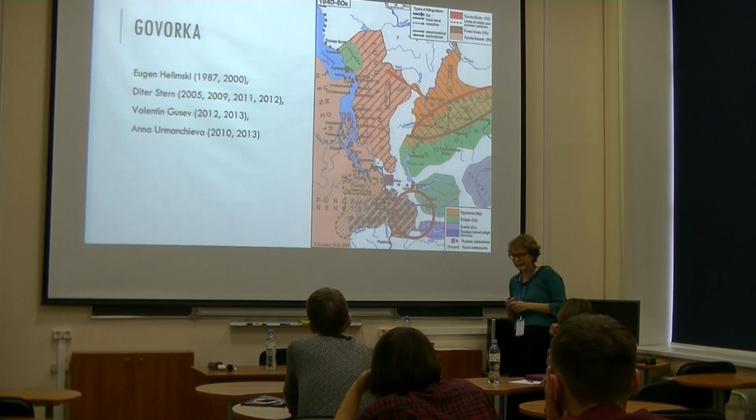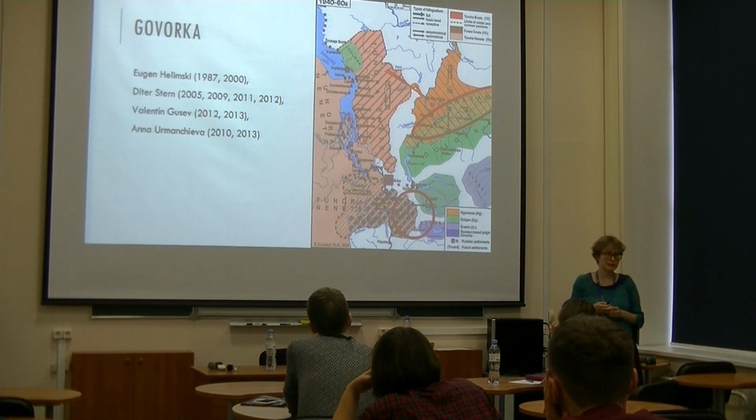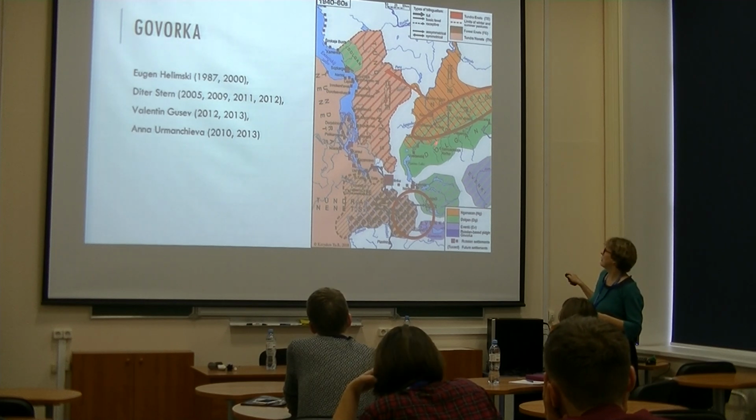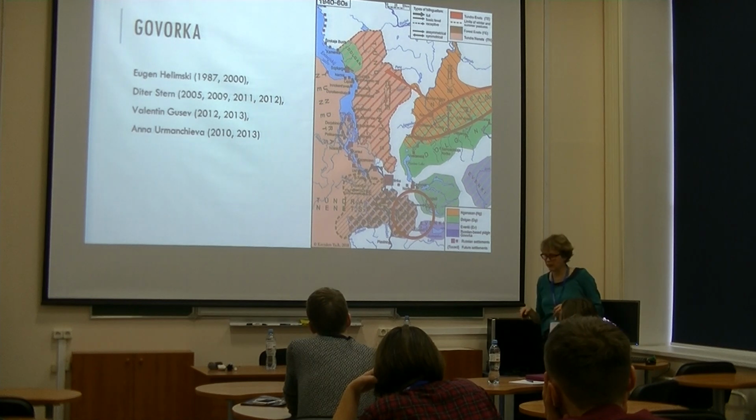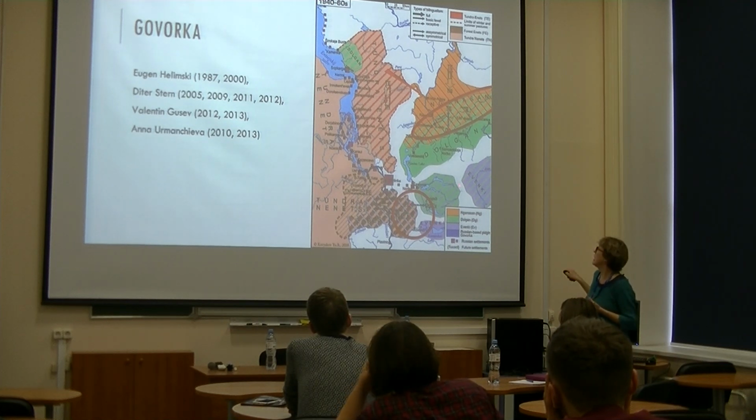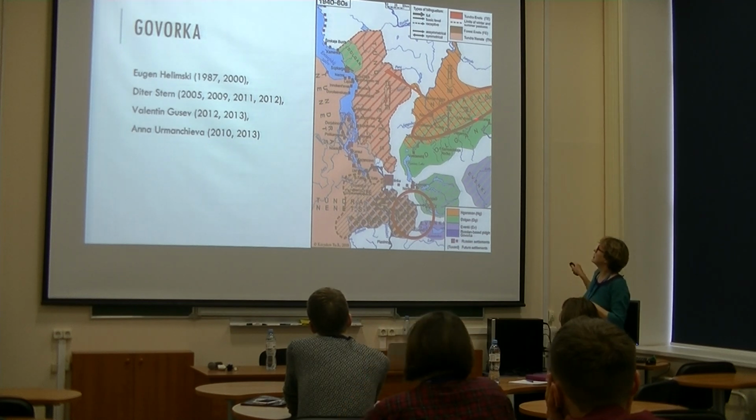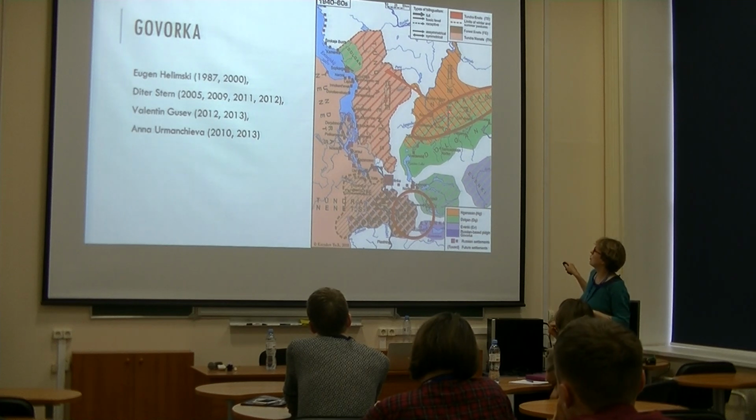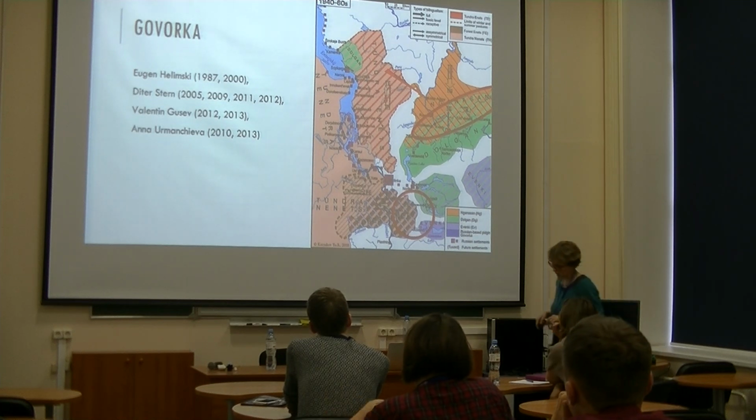It's not totally clear how uniform Govorka was in these places, and so most probably Govorka had ethnolects, so this language was a bit different from this language. And even here, maybe more to the east, where you have more Dolgans, the language was a bit different from more to the west, where you have more Nganasans.